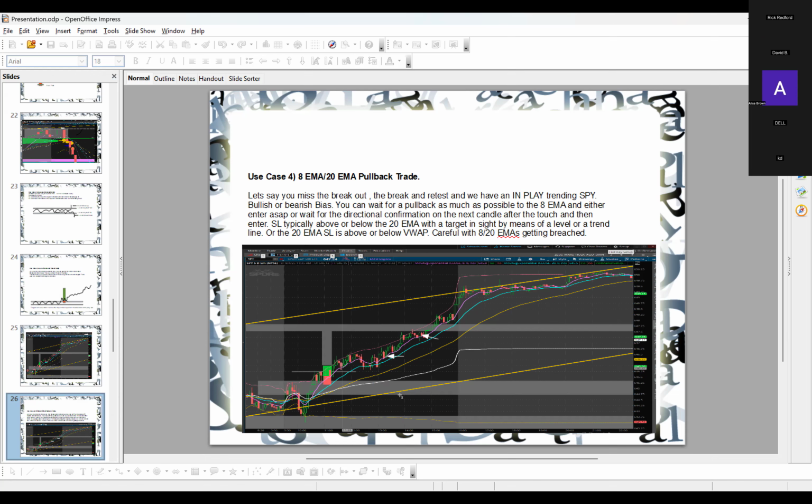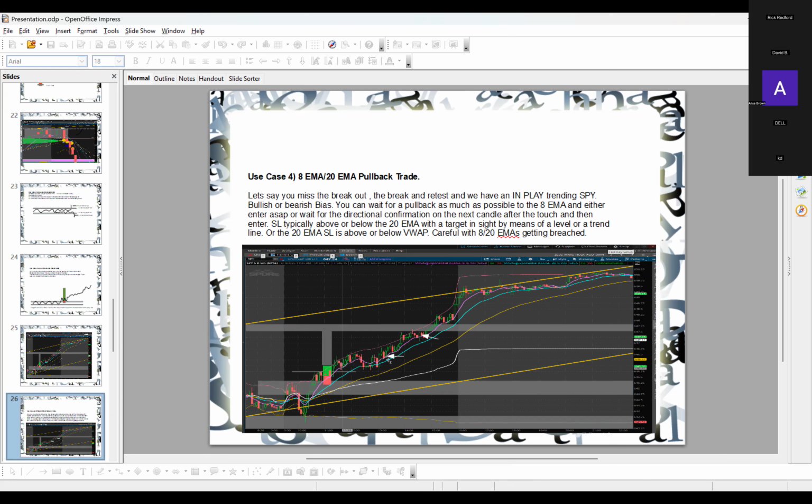And I believe the white one is VWAP then. And these two on the outer might be the two standard deviation. But anyways, ignore all that. The one that you want to look at here is the purple one, which is the 8 EMA, and the light blue one here is the 20 EMA, and then the white one is VWAP.